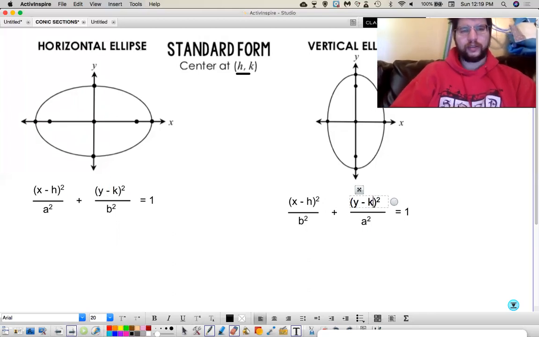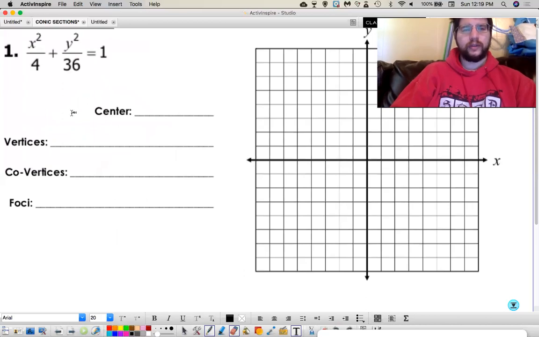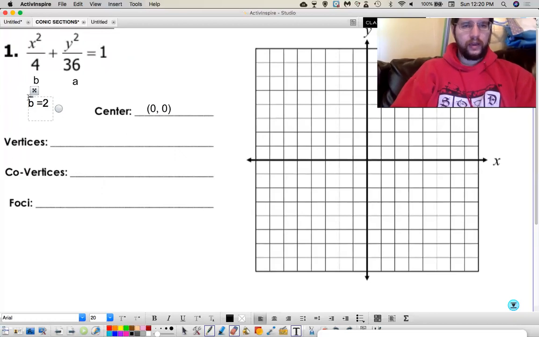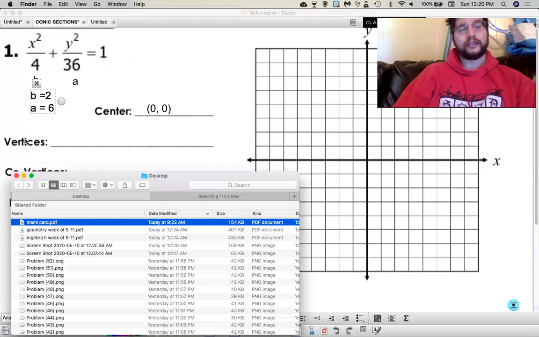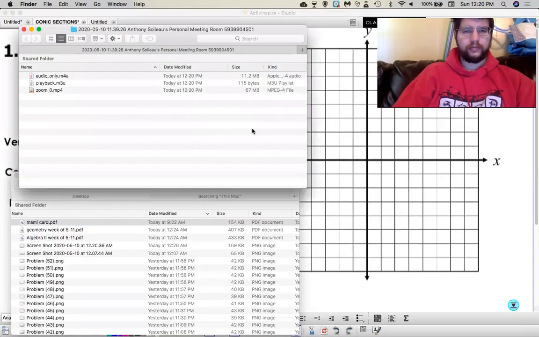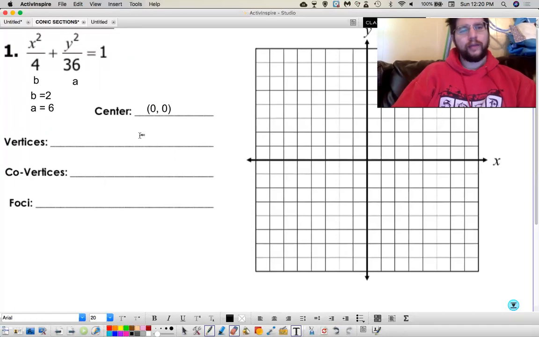So the first thing I like to do is look and see, is this a horizontal or a vertical ellipse? Well, which of these is bigger? This is bigger, so it's a vertical ellipse. So my a is going to be underneath here, my b is going to be underneath here. So I take the square root to get those. My center is nice and easy, (0, 0). So b is 2, and a is 6. My vertices again, okay, cool, my vertices are again plus or minus a units from the center.